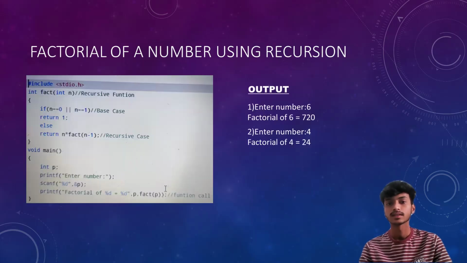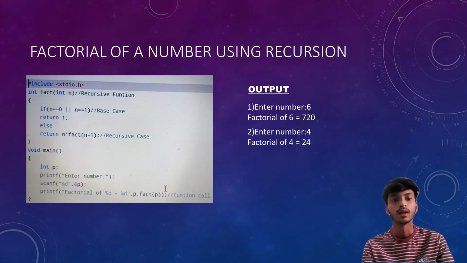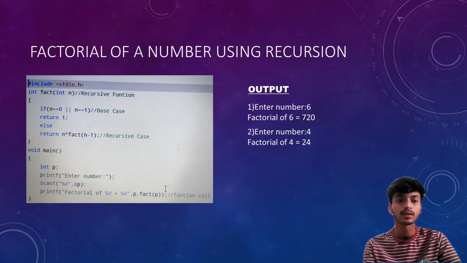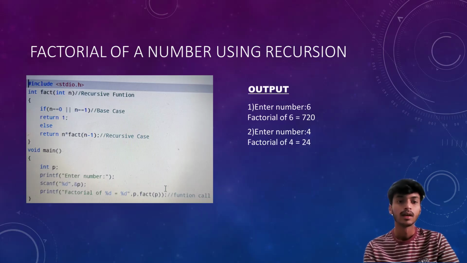Now let's see some basic examples solved using recursion. The first is to find the factorial of a number using recursion. Let's see the program. We have declared the header file and int fact(int n). Here fact is the recursive function, and n is the argument, the number. If n equals 0 or n equals 1, return 1. As we know, the factorial of 0 and of 1 are both 1, so those are base cases that do not require any other function calls. It is already solved. Else return n into fact of n minus 1.